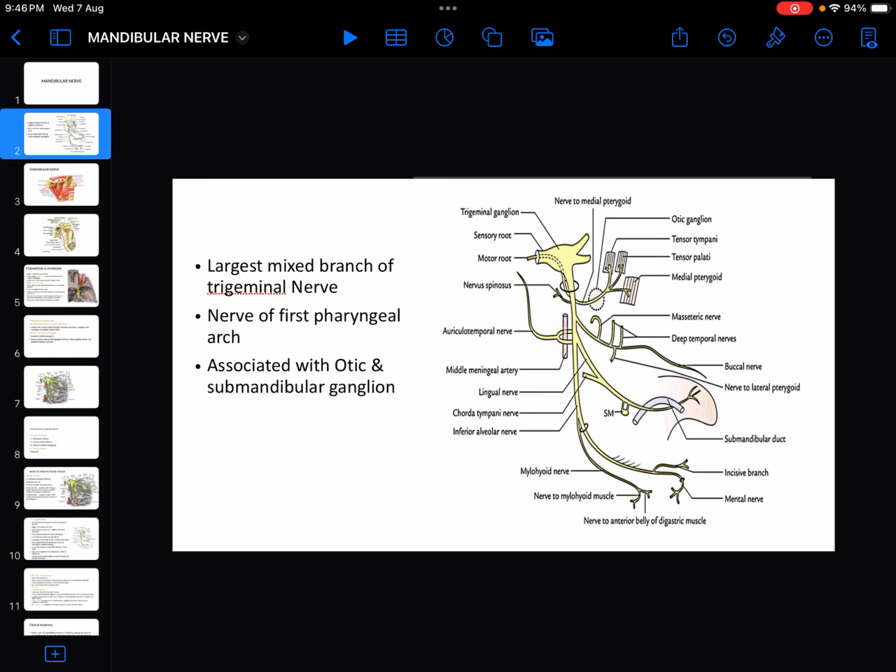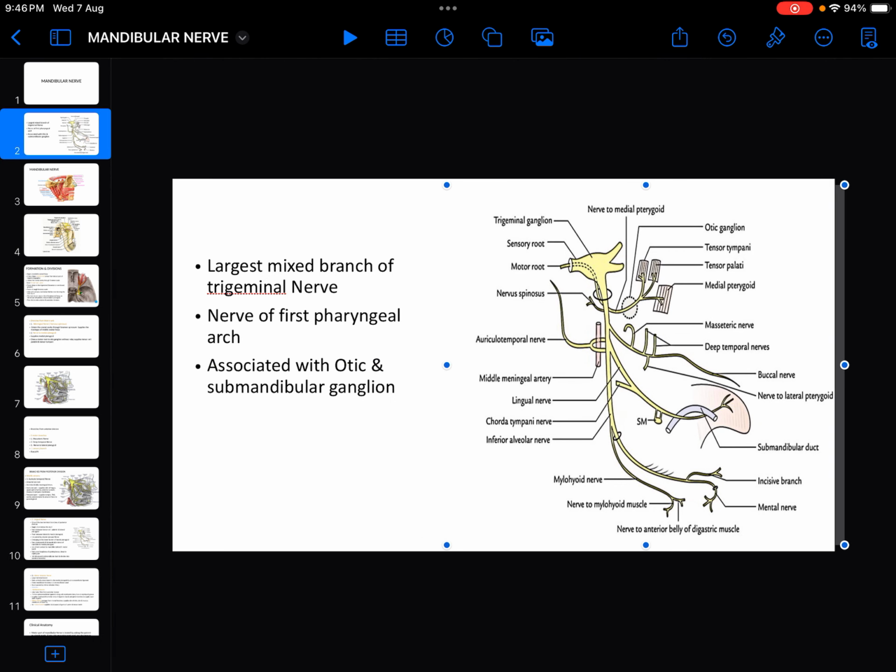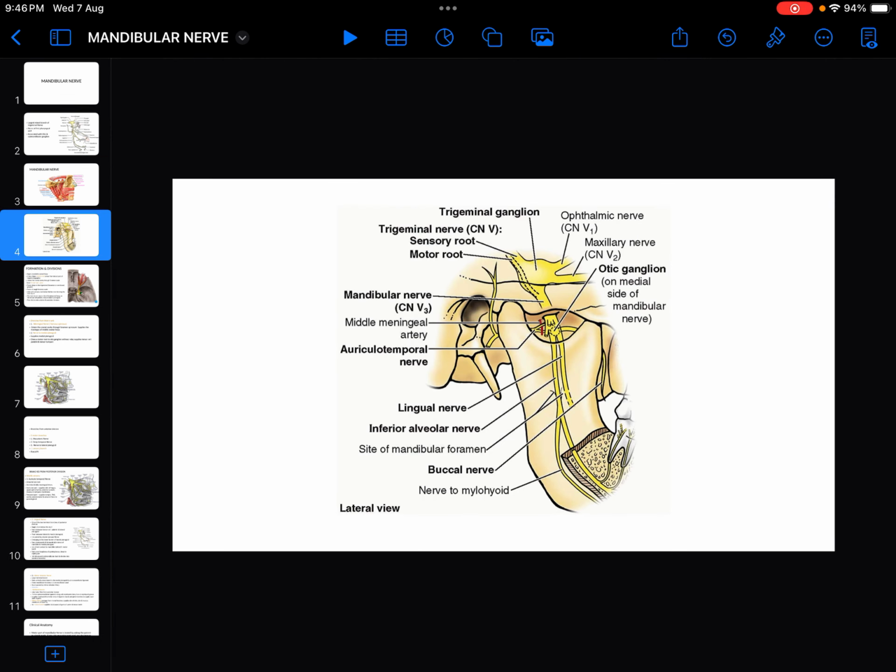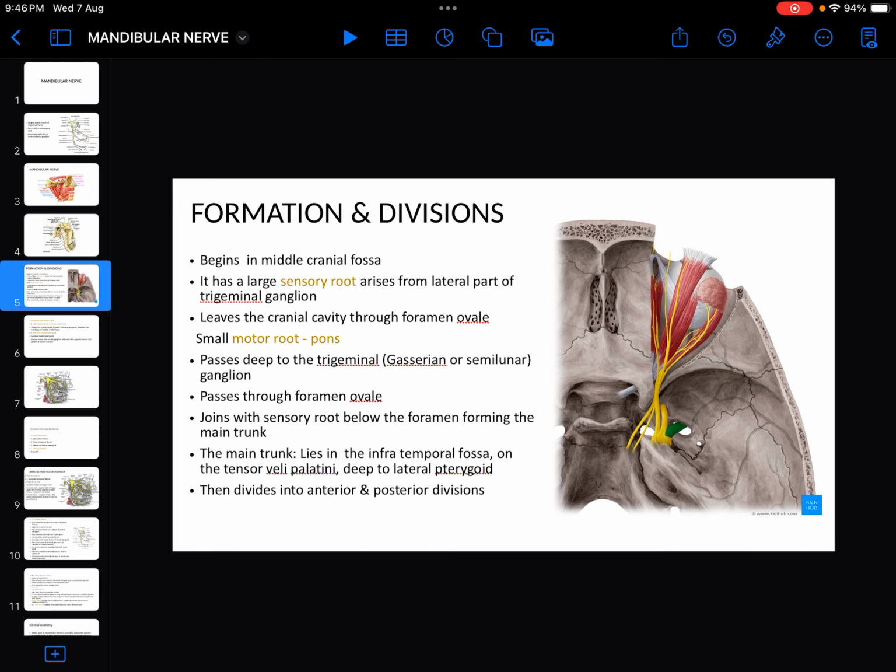And it is associated with two ganglions, that is the otic and submandibular ganglion. Then about the formation and division of the mandibular nerve. The mandibular nerve is the largest of the three divisions of the trigeminal nerve.